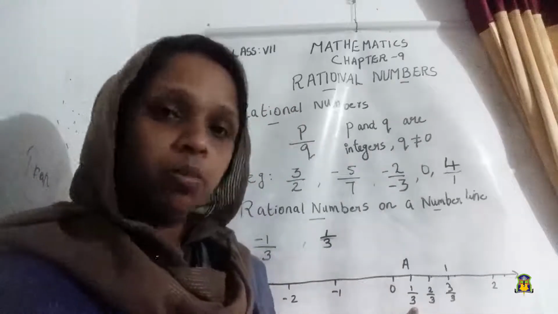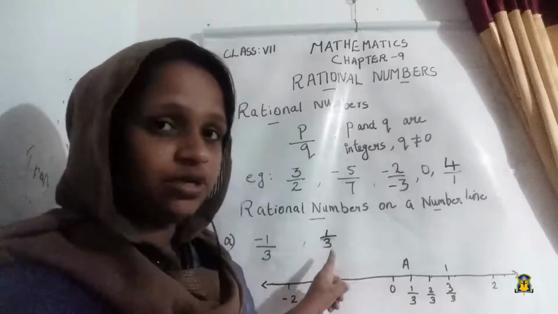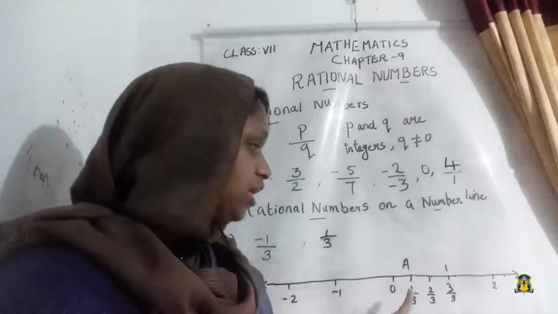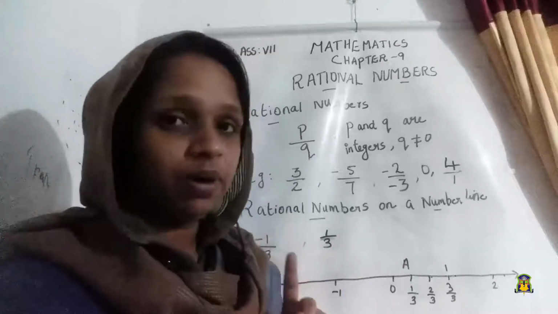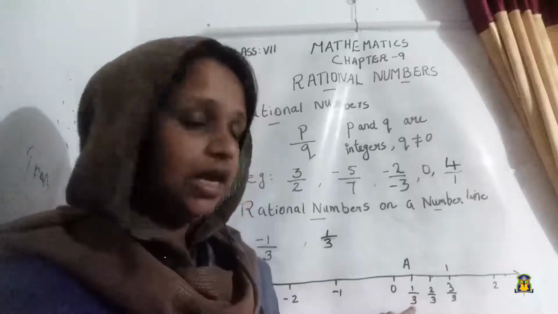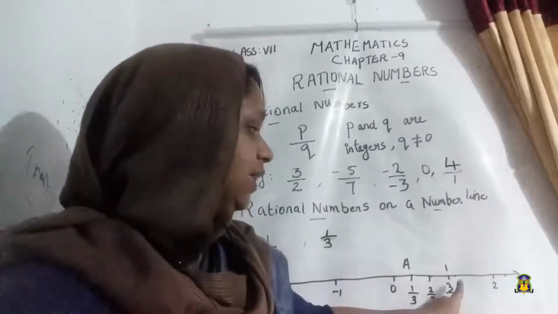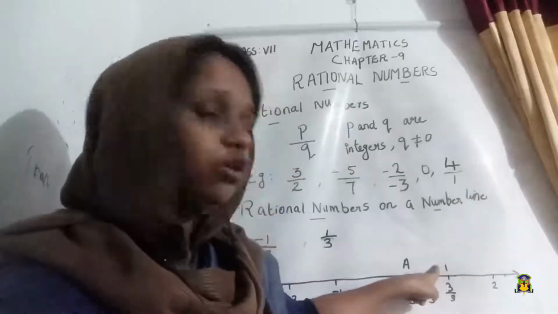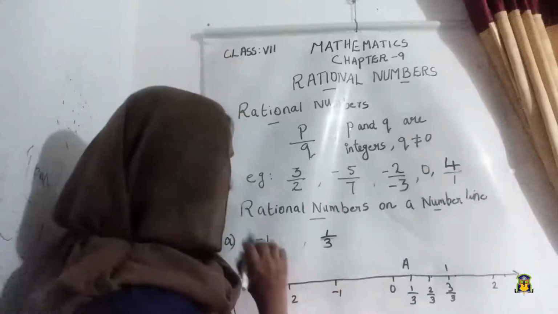So what do we do? You see the denominator first, 3, no? So we will divide into 3 equal parts. And in that we want to plot one part, 1 by 3. That is this one, that is 1 by 3. And here the next part, that is 2 by 3. Then 3 by 3, that is equal to what? 1.